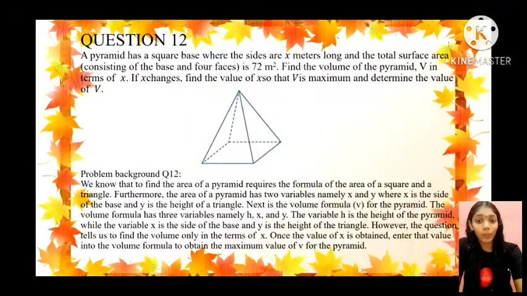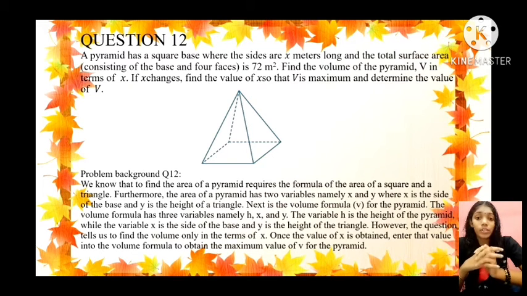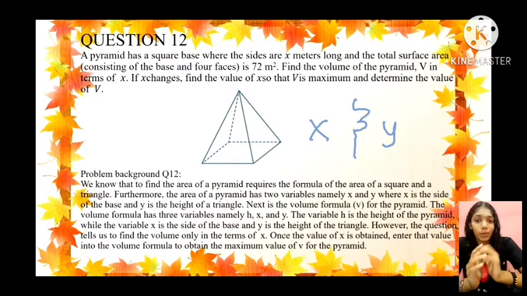Now we're going to go ahead with question 12. So the problem background for question 12 is that we know that to find the area of a pyramid, you need to have the formula for the area of a square and a triangle. So the area of a pyramid has two variables, namely x and y, where x is one side of the base and y is the height of the triangle.